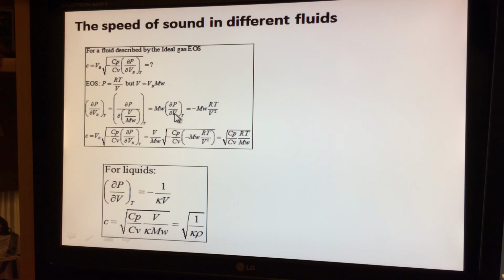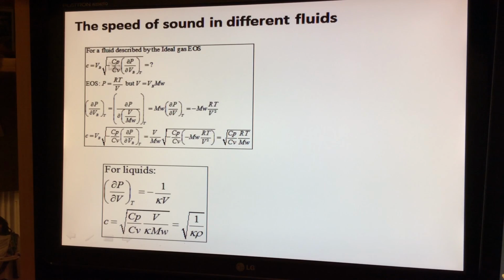Now this V is molar volume. It's not specific volume anymore because I simplified it. Here you have minus molecular weight RT over V square. When you take the partial of P with respect to volume at constant temperature using the ideal gas equation of state, you can see that this becomes minus RT over V square. So that's what we have in here.